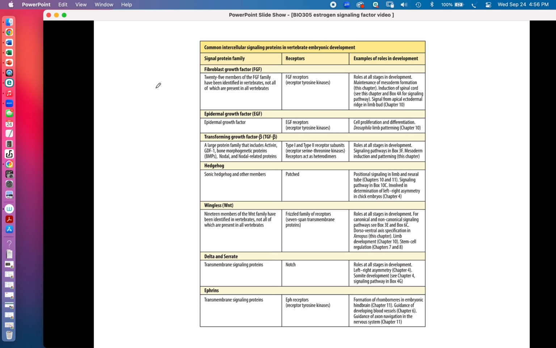Okay, so here's a figure from chapter 3, and it's full of information, and we need to pick and choose. So we're going to pick and choose today. One of the signaling factors we just learned a little bit about is sonic hedgehog. So that's what this is about. This row is about sonic hedgehog. There's sonic hedgehog, there's its receptor, and this is what some of the roles are that it does in development.